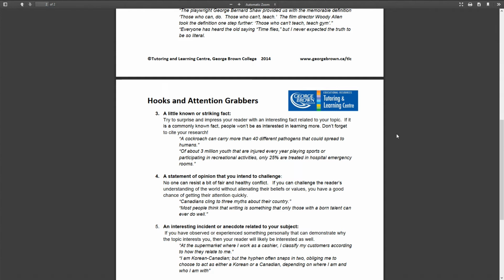Canadians cling to 3 myths about their country. So that's a good opinion, because if you are a Canadian, you might get riled up a little bit about that statement. Or most people think that writing is something that only those with a born talent can ever do well. If you consider yourself a writer, this might challenge the reader's understanding of what a writer is. So that's another example of a statement that you could use.